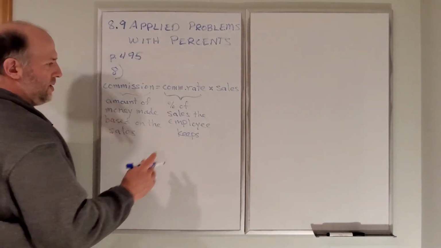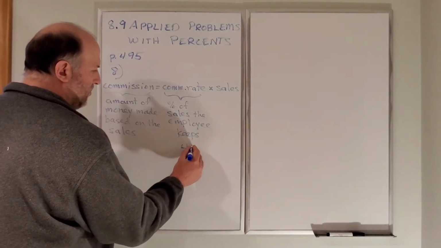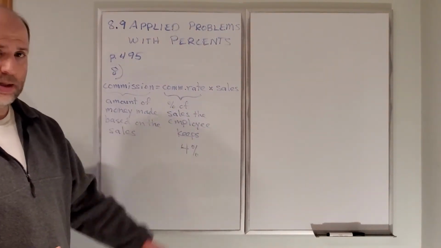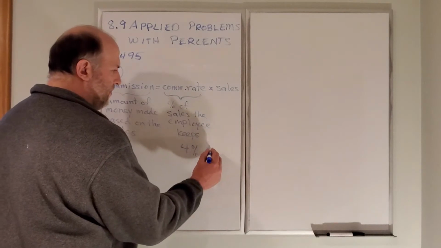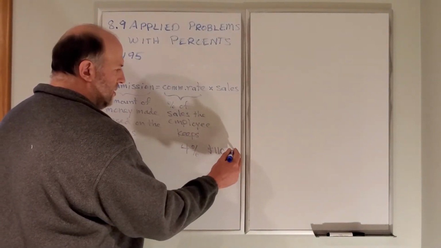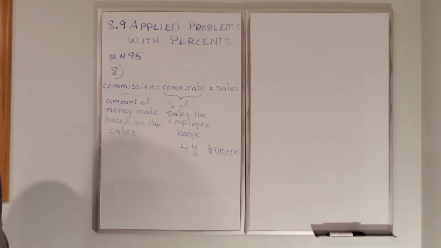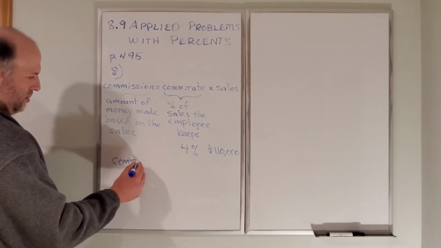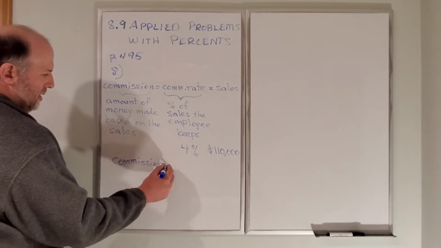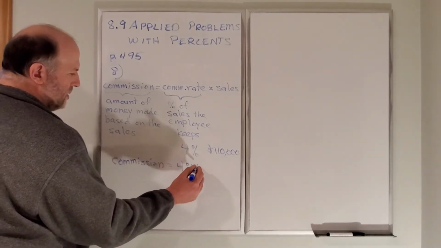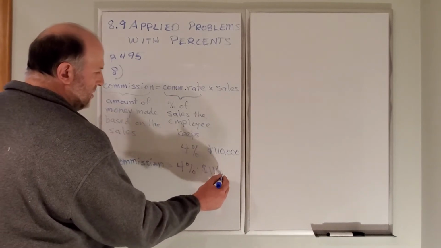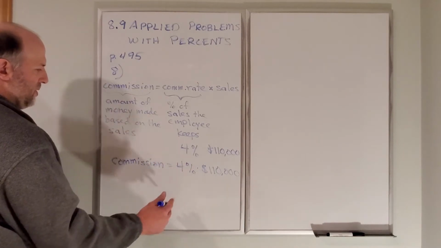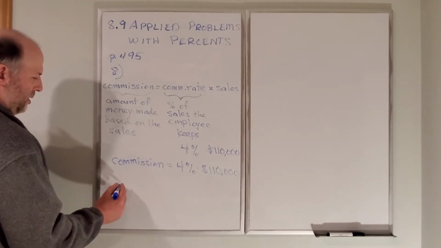The commission rate was 4%, and that was given to us in this problem. And the sales, or the amount leased in this case, that was also given to us, it was $110,000. Okay. So Anthony's commission is equal to 4% times $110,000. Keep in mind, to do operations with percents, we need to convert it to an actual number.